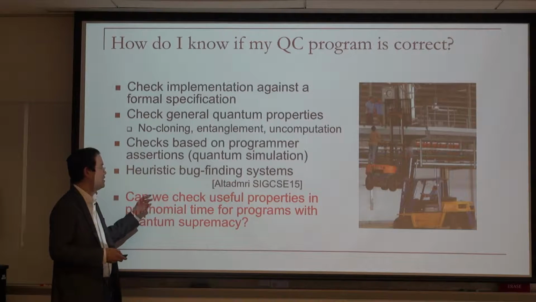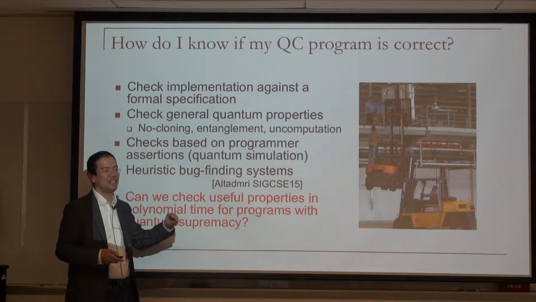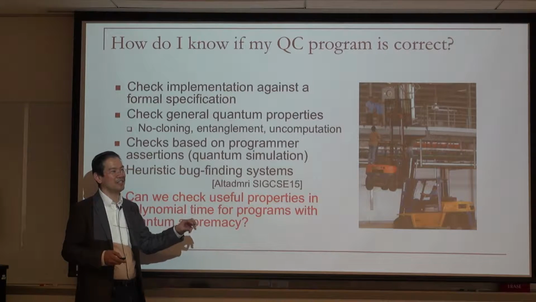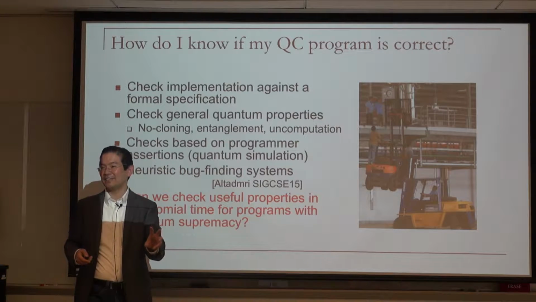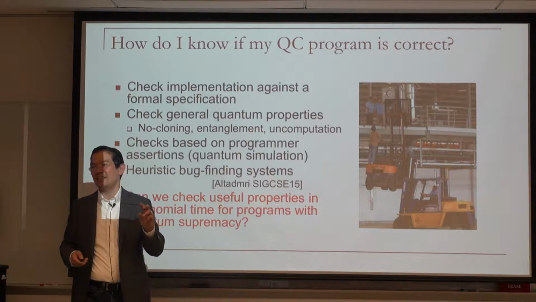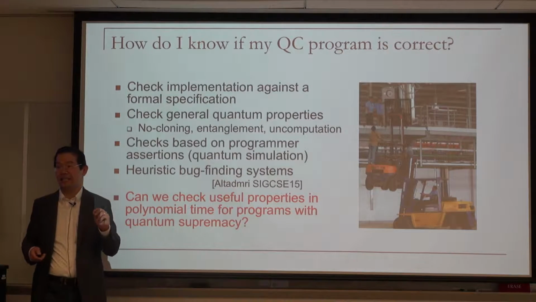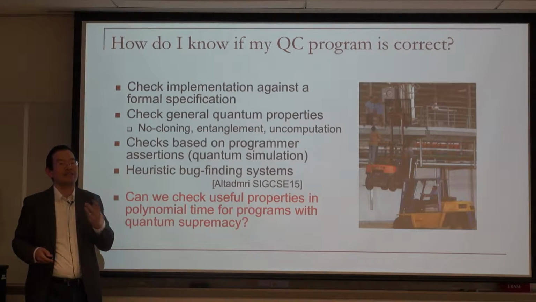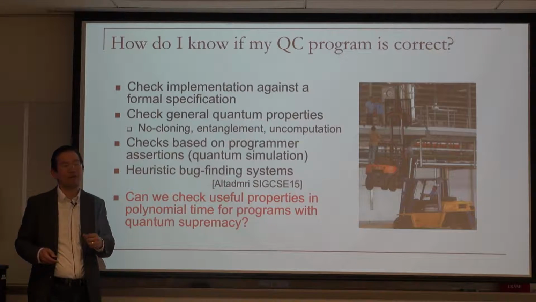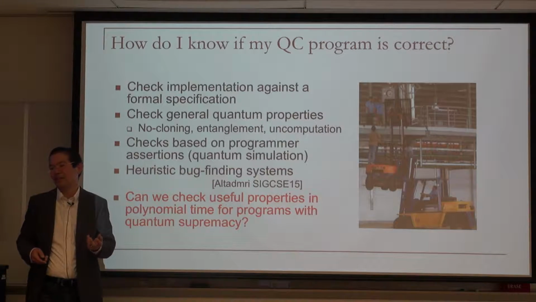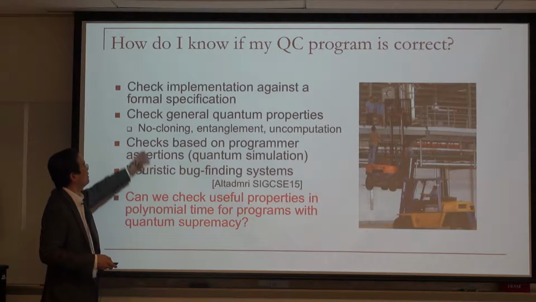And so fundamentally, the question is, can we define properties that are not too similar to the computation, that we can check in polynomial time, or at least exponential with a very small constant, something practical that is useful in giving us some information about whether the program or the software is correct? We're still in the beginning of this.